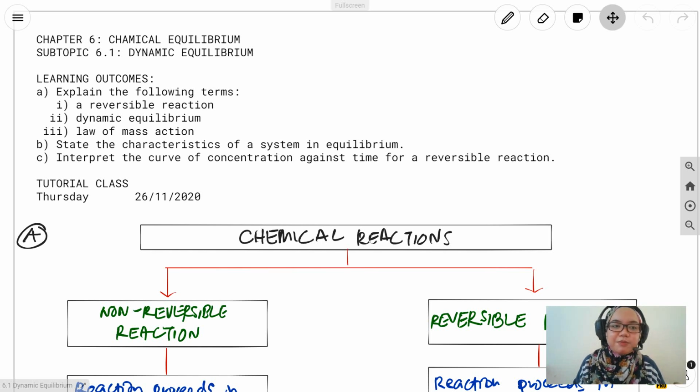So, in today's subtopic, the learning outcomes that we are going to look at are: one, we are going to explain the following terms. First, the reversible reaction. Second, dynamic equilibrium, and the third is the law of mass action. And we are going to state the characteristics of a system in equilibrium. And lastly, we are going to interpret the curve of concentration against time for a reversible reaction. Okay, so without further ado, let's get started.